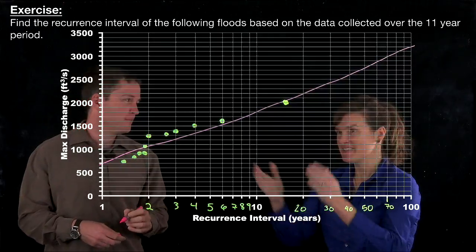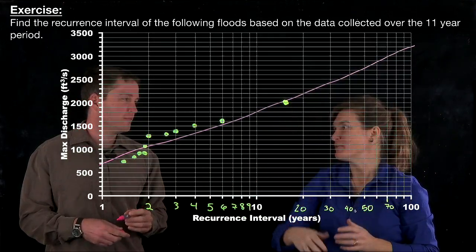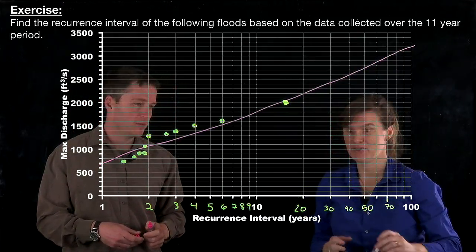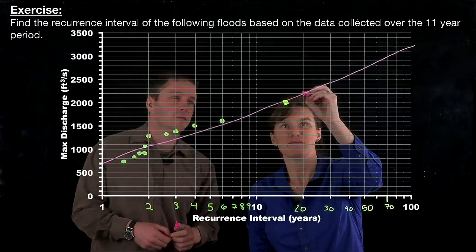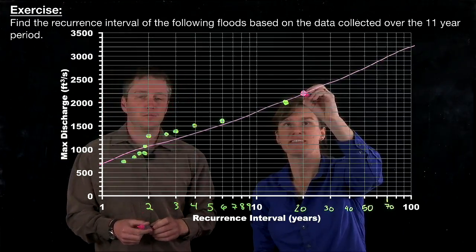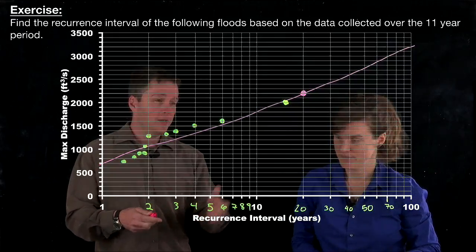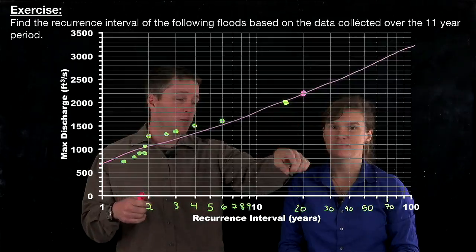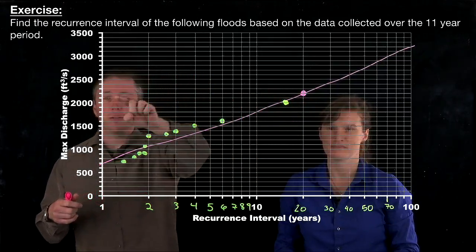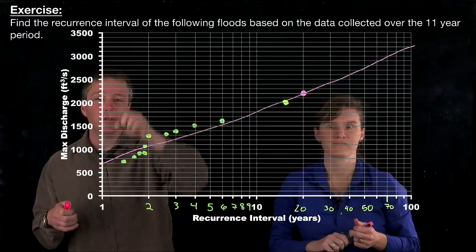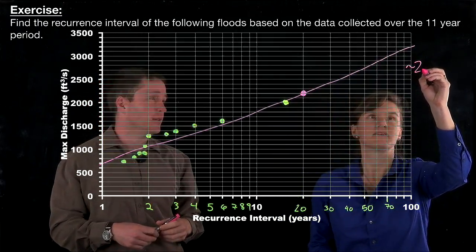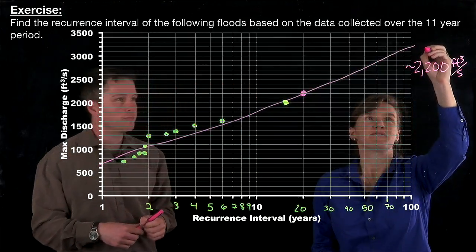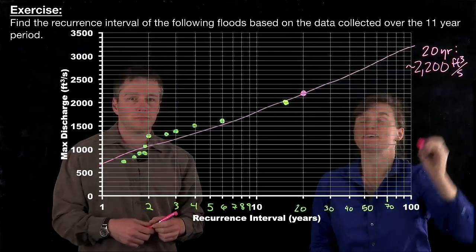Okay, so with this data, we can now look beyond our actual collected data and extrapolate beyond to, say, the 20-year flood. So the 20-year flood would probably fall about here on this line. Okay, and if we have the 20-year here, we want to know what the max discharge rate would be at that 20-year point. And so that looks to be about somewhere 2,200 cubic feet per second. Okay, so that's for the 20-year flood.